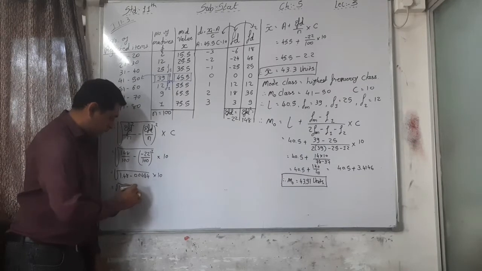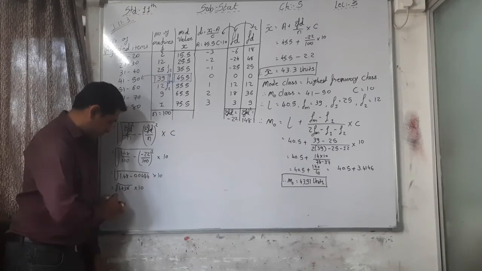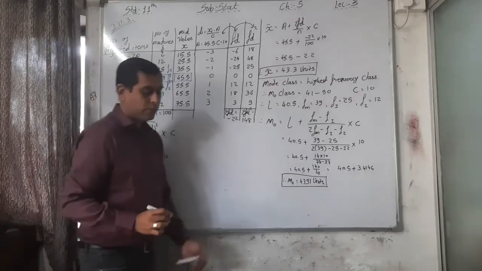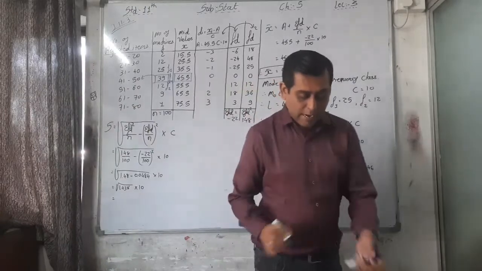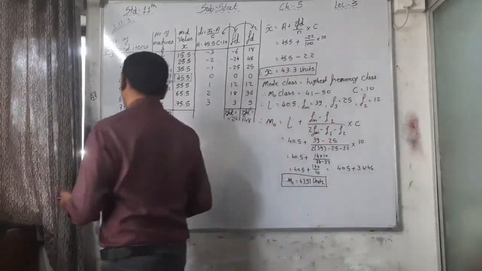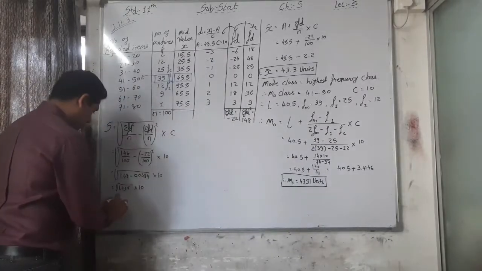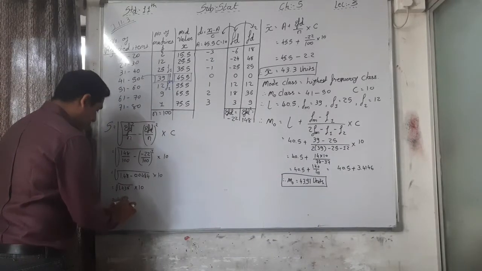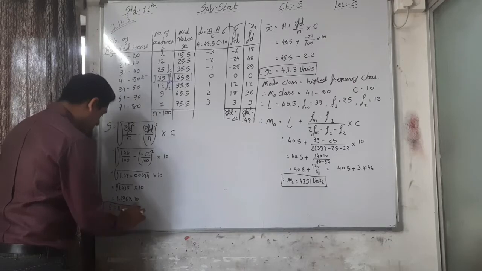1.4316 into 10, square root, 1.196. 1.196 into 10, that is 11.96. That is your S, standard deviation, units.